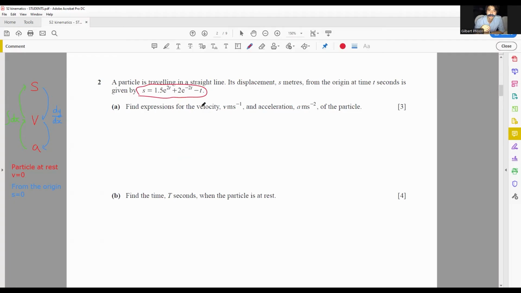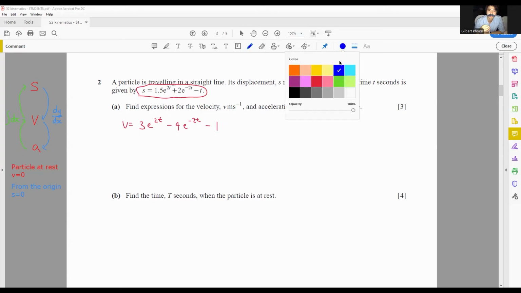So to find the velocity from a displacement formula, once again, we're going to differentiate. Differentiating this, the velocity equals 2 times 1.5, you get 3e^(2t). Then negative 2 times 2, minus 4e^(−2t). Differentiating this, you get minus 1. This will be your velocity formula.